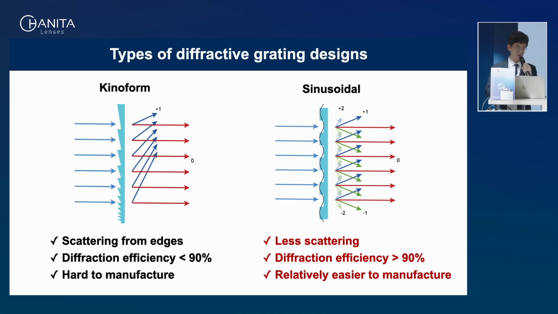And what is the difference? On the left, the kinoform has some disadvantages, such as scattering from the edges. Diffraction efficiency is less than 90%, and it is also hard to manufacture. But with the sinusoidal designs, there is less scattering, the diffraction efficiency is larger than 90%, and it is relatively easier to manufacture, which is a huge advantage.